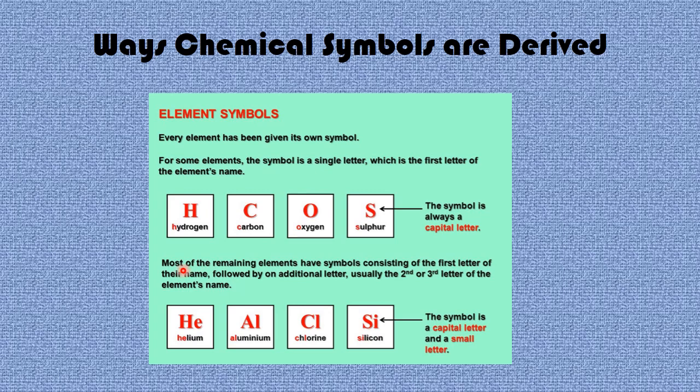Now, other ways by which symbols of elements are derived is usually from the first letter of their names, followed by either the second or third letter of the element's name. For instance, helium here, we have capital letter H and small letter E, which are the first two letters for the element helium. We have capital letter A and small letter L for aluminum. But in the case of chlorine, you can see chlorine is symbolized using capital letter C and small letter L, which are the first and third letters of the name. In the case of silicon, the first two letters of the name silicon serve as the symbol.